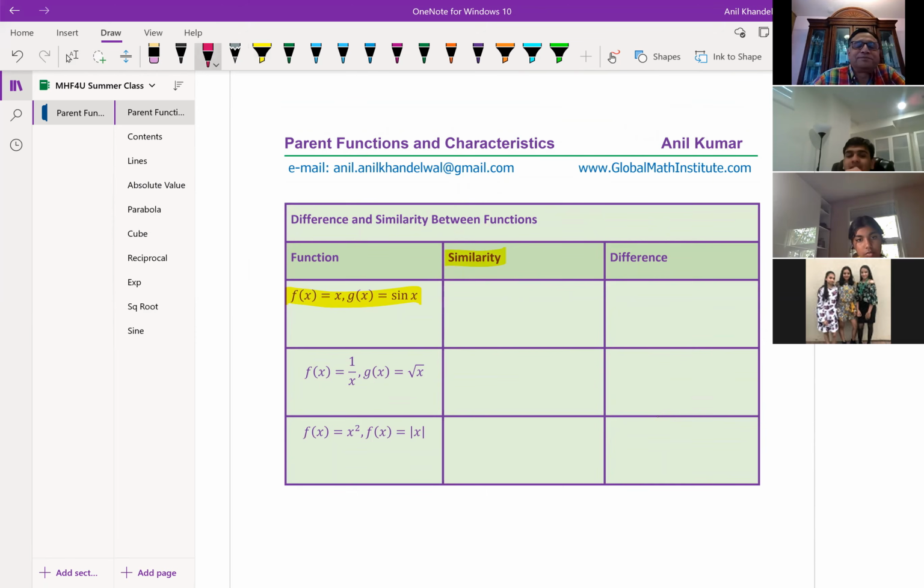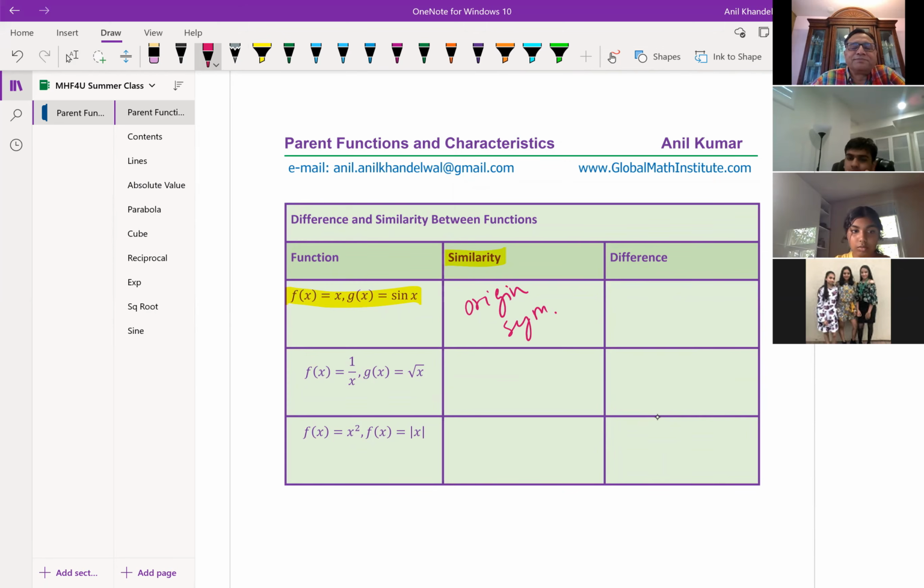They both have a y-intercept at the origin. That is correct. Any other similarity, any one of you? Yes. It is to deal with symmetry. What symmetry do both these functions have? Sin x and the linear function.